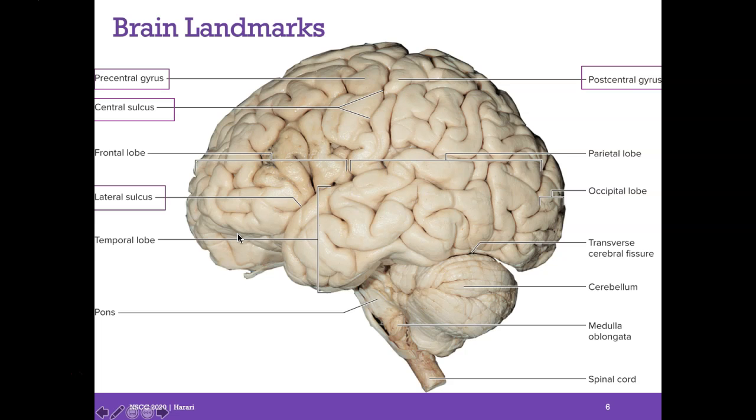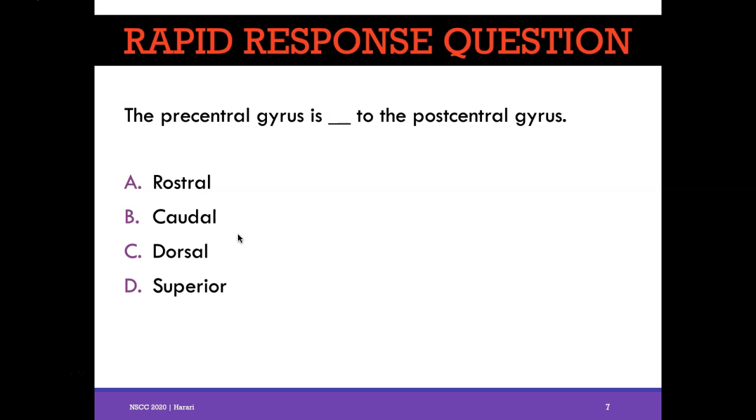So I think I mentioned everything I want you to know for there. Just to test your memory, the precentral gyrus is blank to the postcentral gyrus. So the answer is precentral is rostral. Okay.